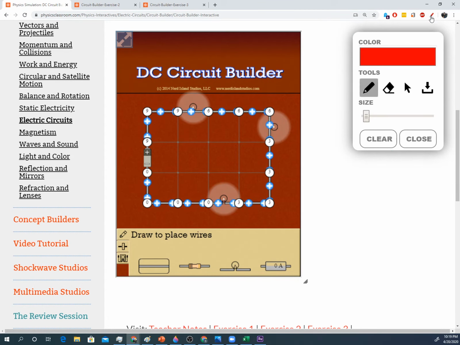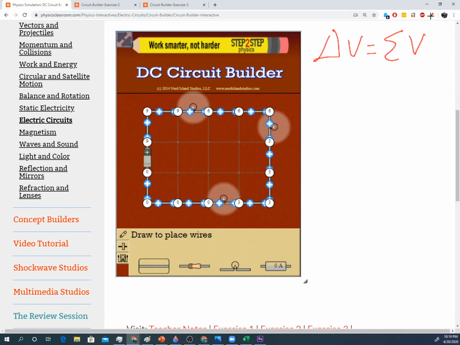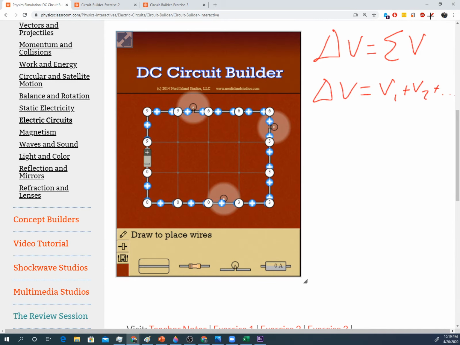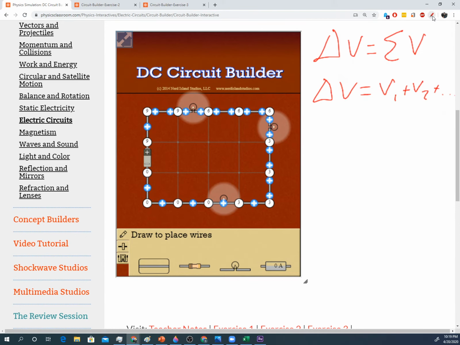Actually, let's just go ahead and clear. Your delta V is equal to the sum of your individual voltages. So in other words, delta V equals V1 plus V2 plus ... So you can account for as many light bulbs as you have in your situation. Okay, so that again was in series.